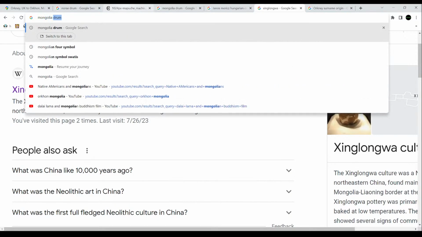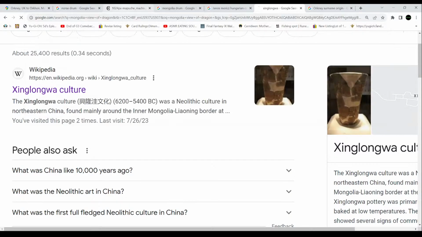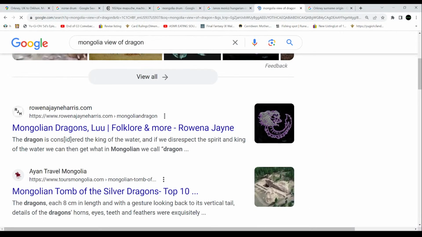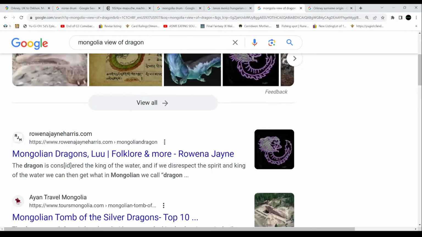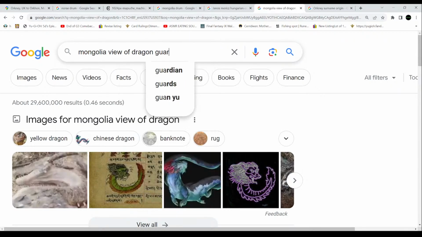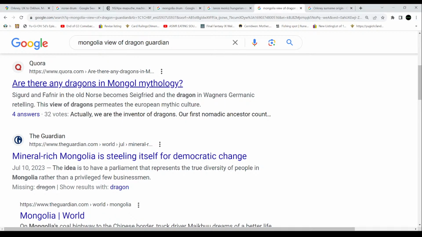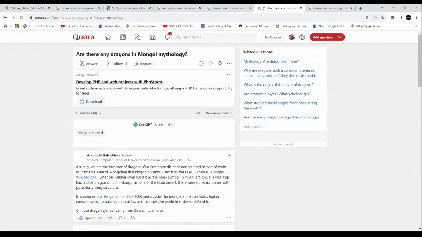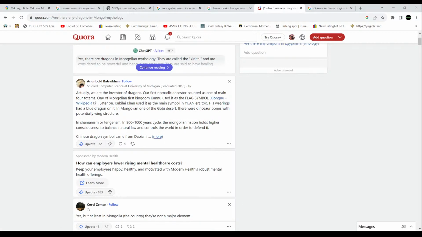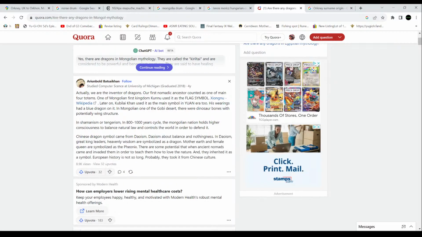And I'm gonna check here, Mongolian view of dragon. Okay, because I wanna get a... okay. I'm gonna see here. Okay, so this one says we are the inventor of dragons.